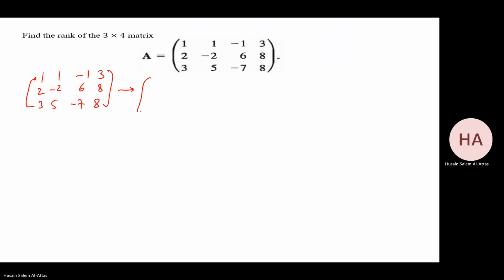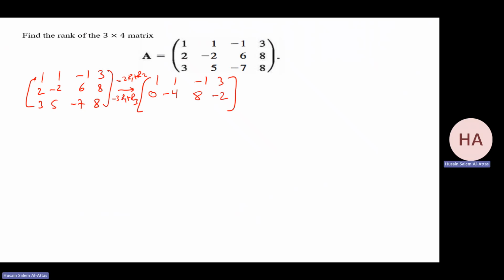So what I will do, that gives me 1, 1, minus 1, 3. I have minus 3 R1 plus R2, and minus 3 R1 plus R3. That'll give me what? Minus 2 times 1, that will be plus 2, that will be 0. Minus 2 minus 2, that will give me minus 4. Minus 2, that gives me 8. Minus 2 times 3, minus 6 plus 8, that gives me minus 2.